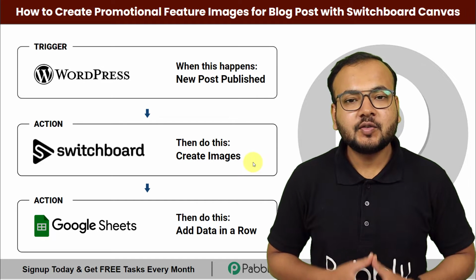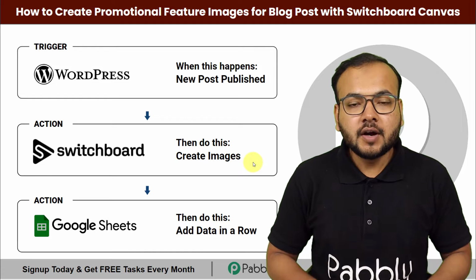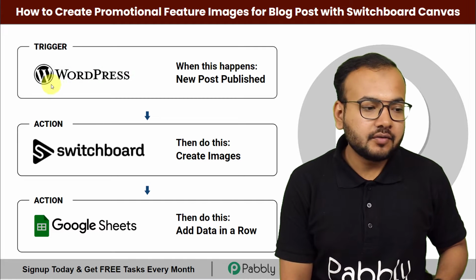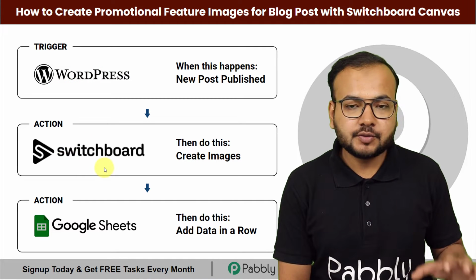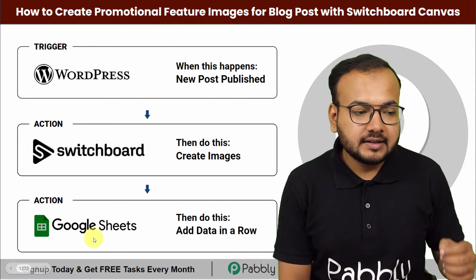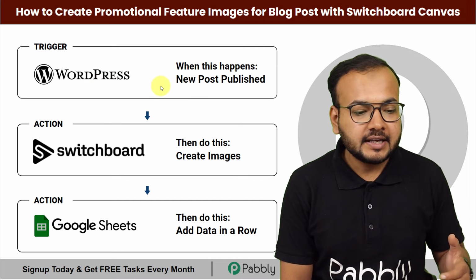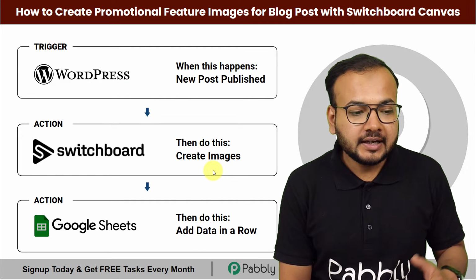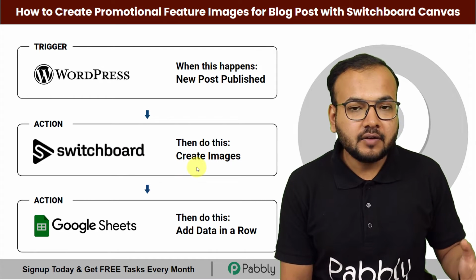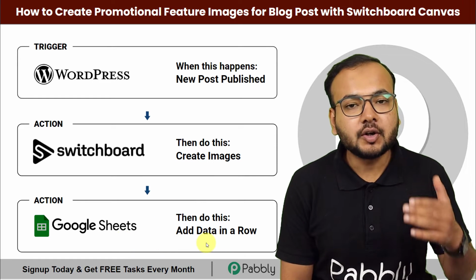Guys, in this video you will learn how you can create a promotional image for a blog post from Switchboard Canvas automatically. Here we have connected WordPress in the trigger and Switchboard Canvas and Google Sheets in the action modules. As and when you publish a new post in WordPress, a promotional image will be created for the same post using Switchboard Canvas, and the details of that image and the caption will be added here in Google Sheets automatically.